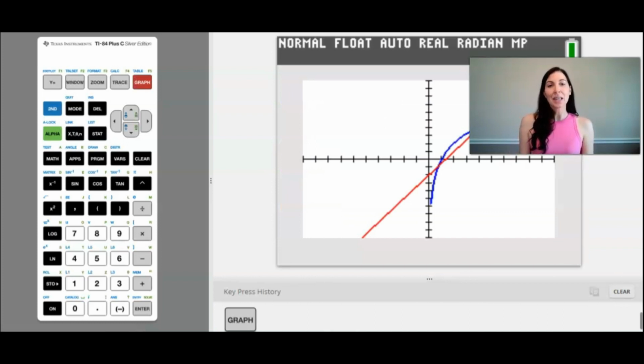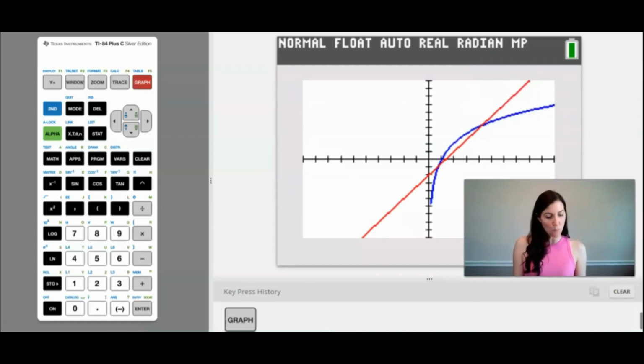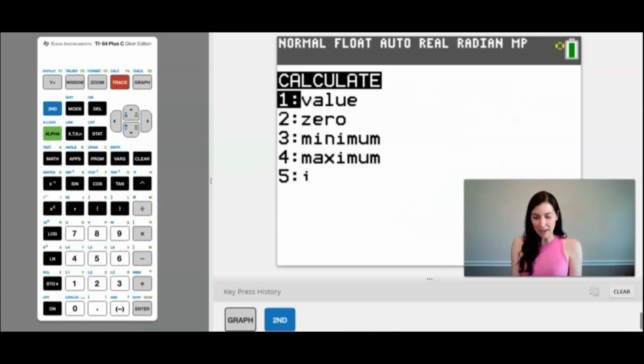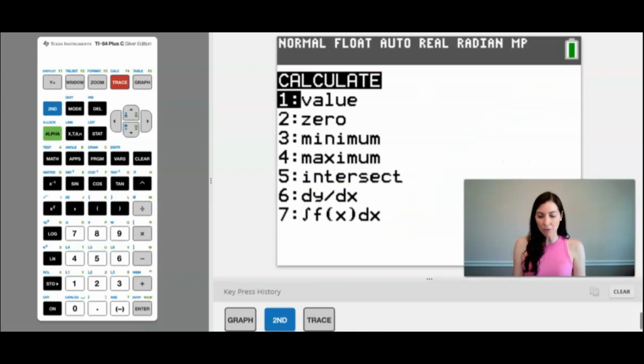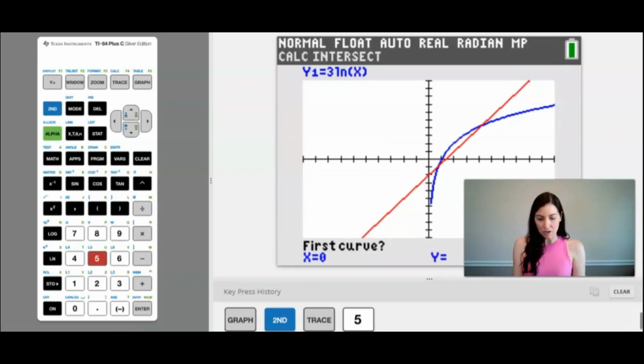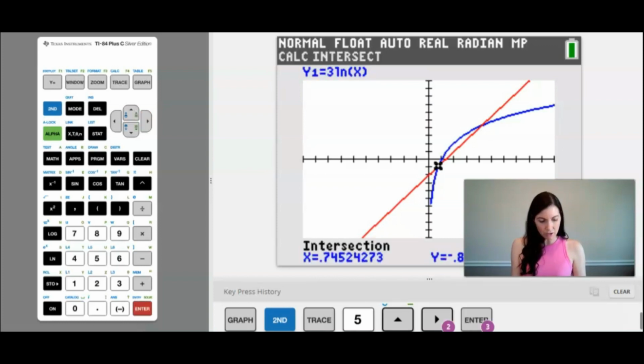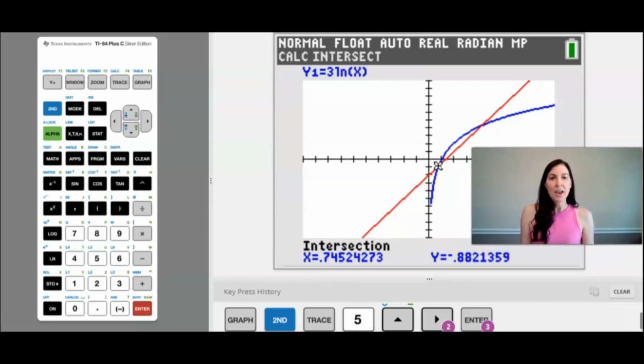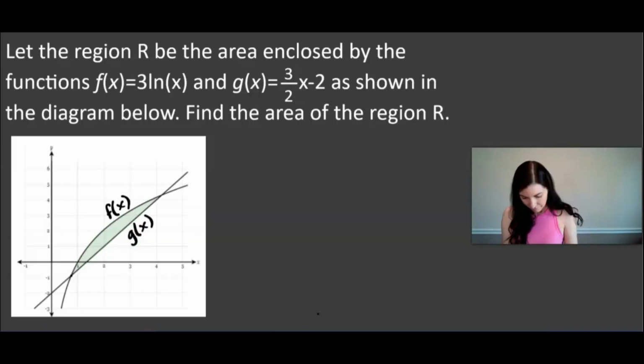Now it looks like I'm a little bit in the way, so there I go, I'm moving down a little bit. To find these intersection points, I'm going to press second trace to the calculate screen and number 5, the intersection. Let's find the intersection point on the left first. And you can see the x and the y coordinates of this intersection point. I'm going to put this point in our graph so that we can use it later when we go to set up the integrals.